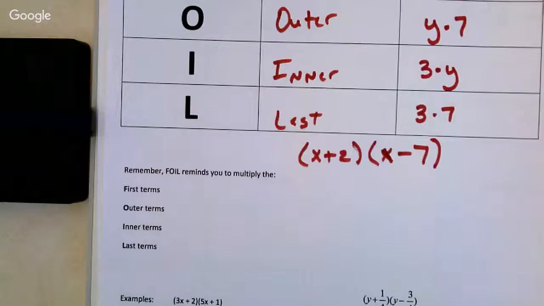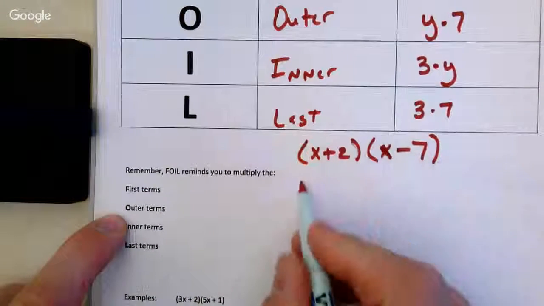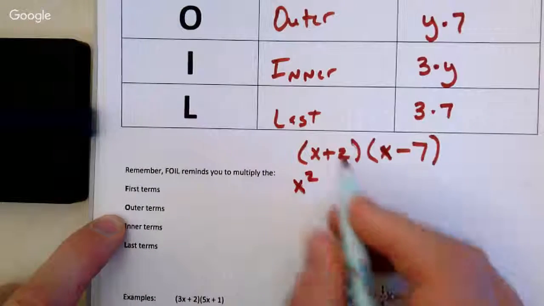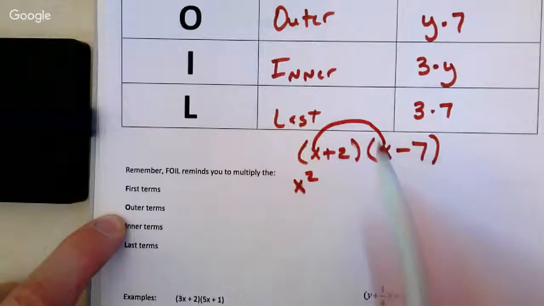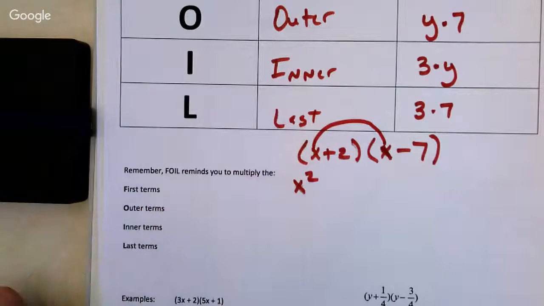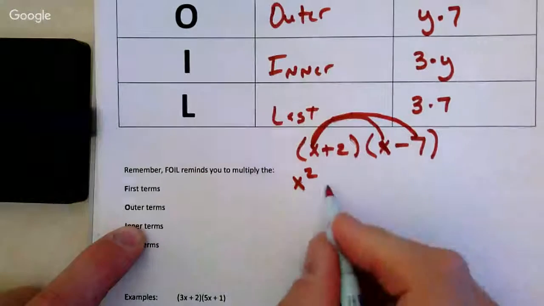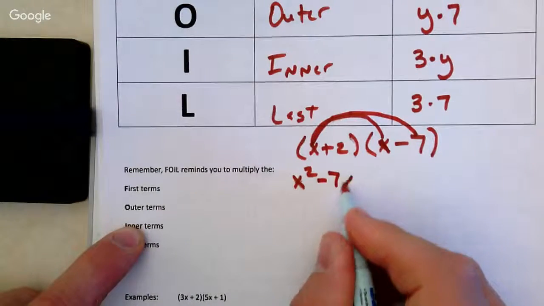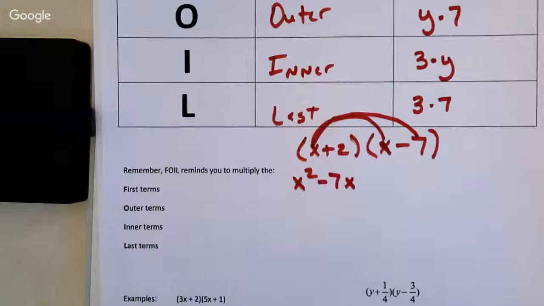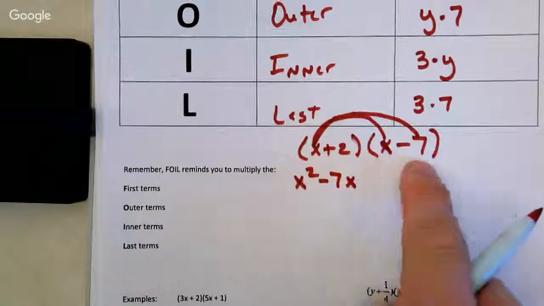Ladies and gentlemen, here we go. The first terms, I multiply the x times the x. That gives me x squared. The first term in each, that gives me x squared. I multiply the terms on the outside. That's the x times the negative 7. Negative 7 times x is negative 7x. And notice, ladies and gentlemen, I've multiplied the first term in this by both terms over here.